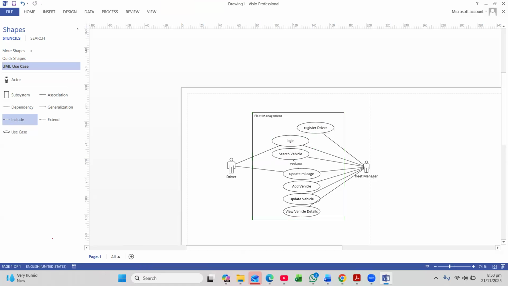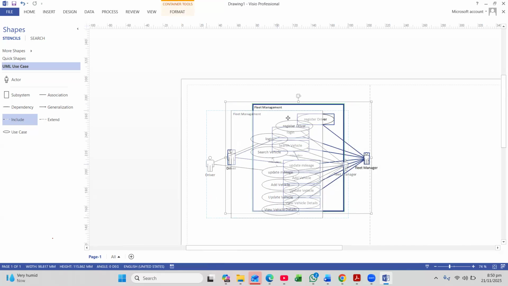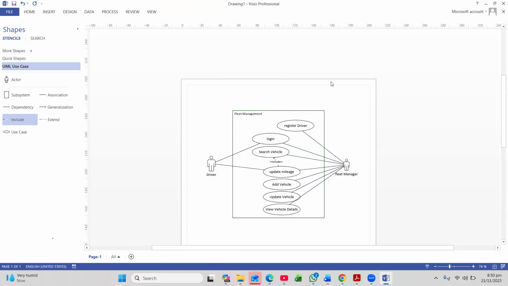Beautiful. Now, if I take my diagram, I can bring my diagram to the center here. Perfect. So this is my diagram.